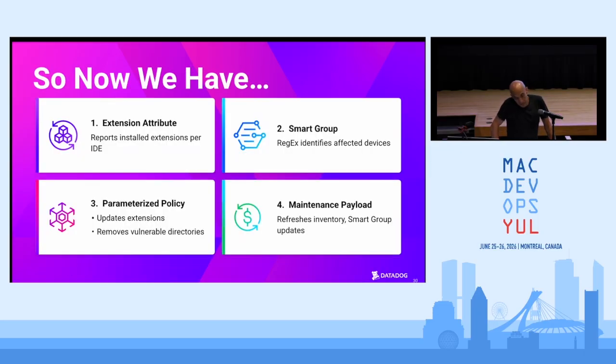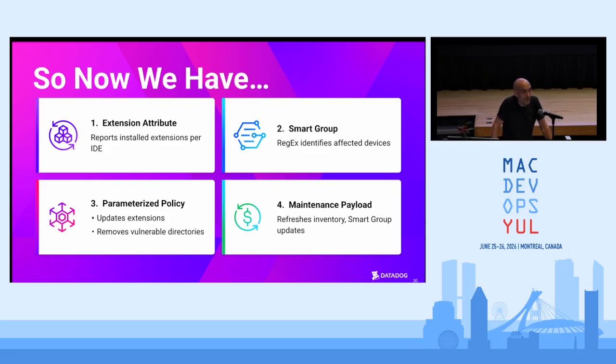So it took about a few hours of testing all this and a lot of learning, but now I finally had, number 1, an extension attribute per IDE that reports all the installed extensions when the computer updates its inventory. Number 2, smart groups with regex that captured all those affected devices. Number 3, I had policies per IDE with the removal script parameters. I did that mostly for reporting reasons, just to see cleanly on my Jamf dashboard each one of these as I reported to stakeholders.